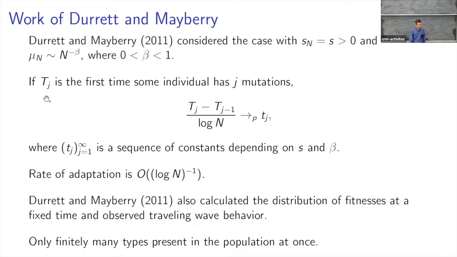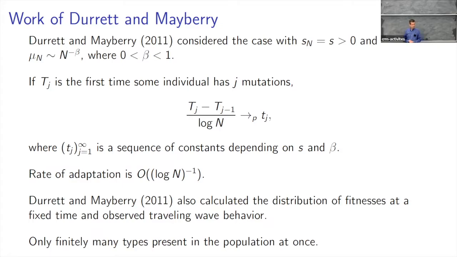And they showed that if T sub j is the first time that some individual has acquired j mutations, then T sub j over log n is converging in probability to some constant little tj. So basically it takes order log n time for each new mutation to appear. And this is telling us that the rate of adaptation, or the rate at which new mutations appear, is of order 1 over log n.